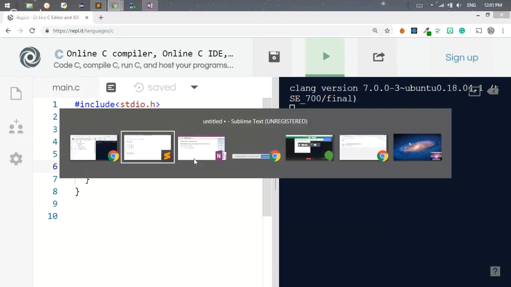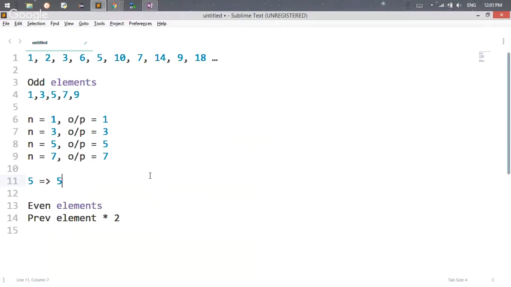So the next thing is, what if n is even? What if n is even? Then it means what? I have to take the previous element and multiply it by 2.